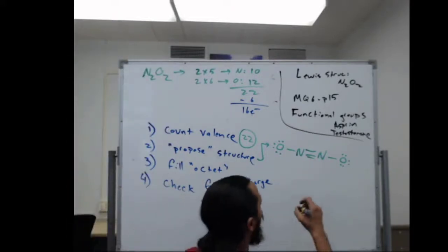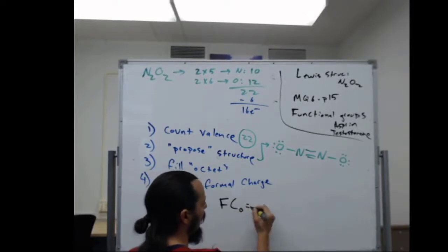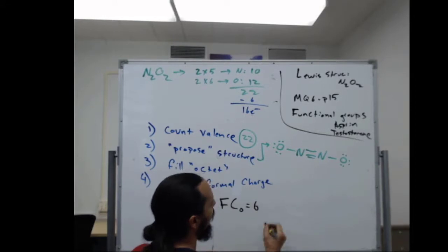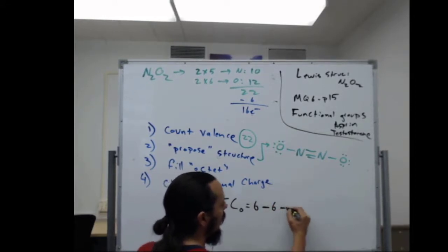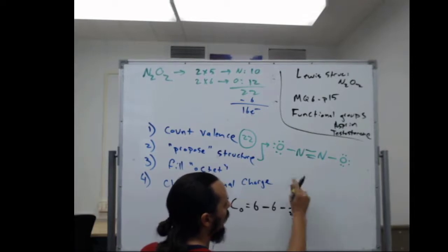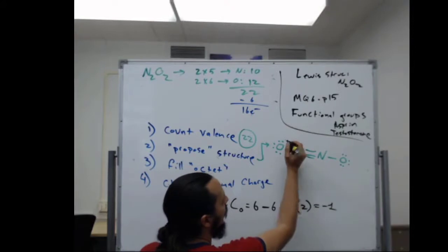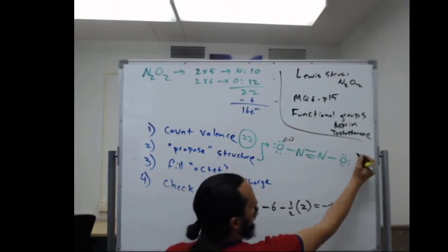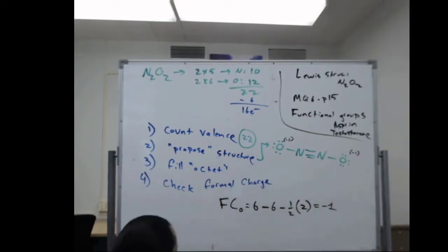So let's go ahead. The formal charge on oxygen is going to be equal to the number of valence electrons. That's going to be the 6 valence electrons, minus the lone pair electrons, which is 6, minus half of the bonding electrons, which is 1 bond counting as 2 electrons. This oxygen is going to have a formal charge of -1. This oxygen is also going to have a formal charge of -1 because it's the same thing.